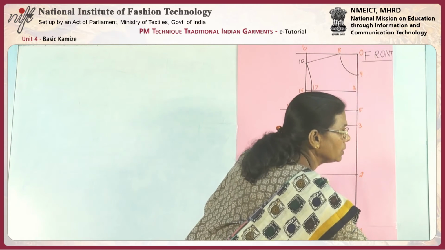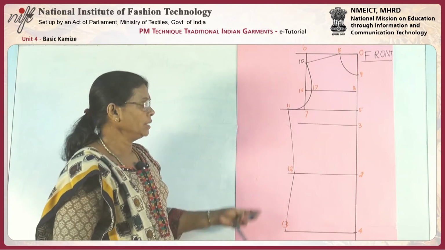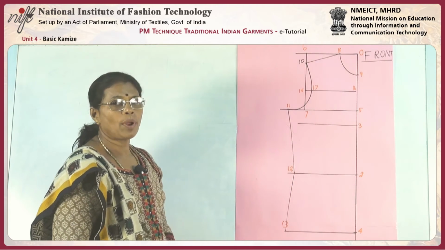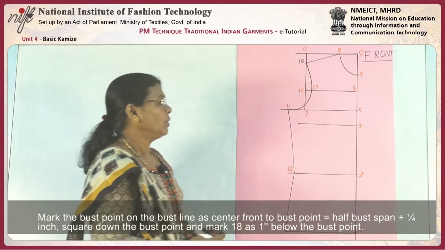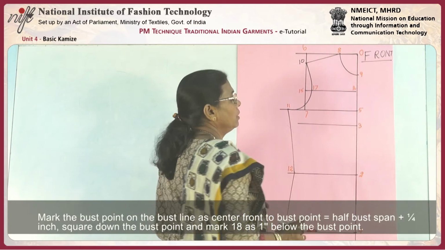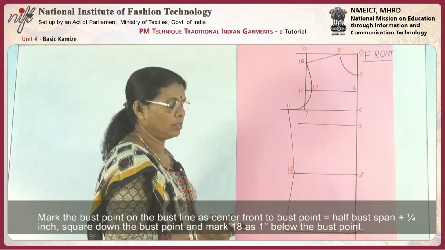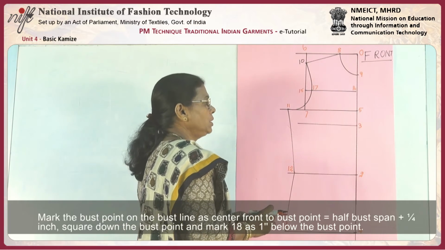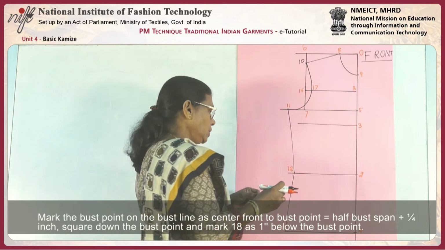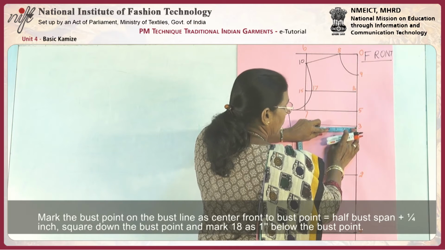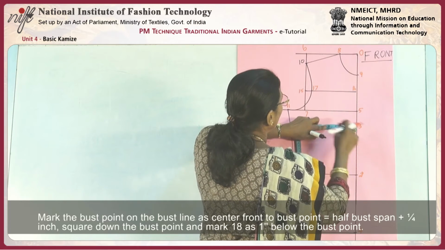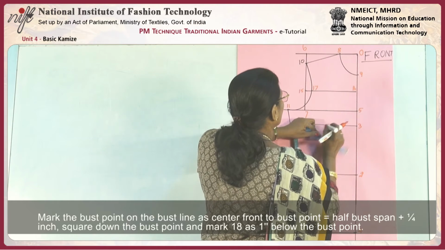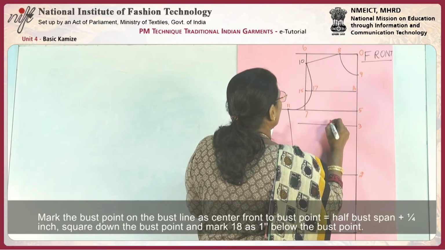Now we are going to draw the darts. At the front, we have the waistline dart and the armhole dart to get a proper fit. We already marked the bust level. Now we have to mark the bust point with reference to the bust span measurement. Bust span is 7.5 inches. Then 3 to bust point is half bust span plus quarter, it is 4 inches. And this point is the bust point.